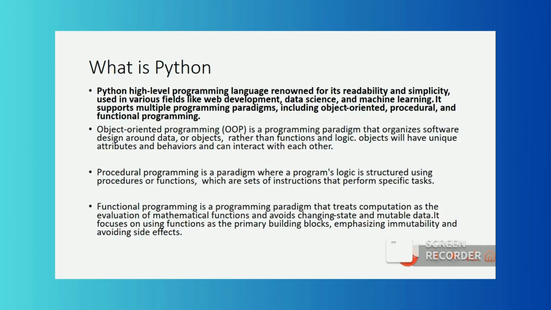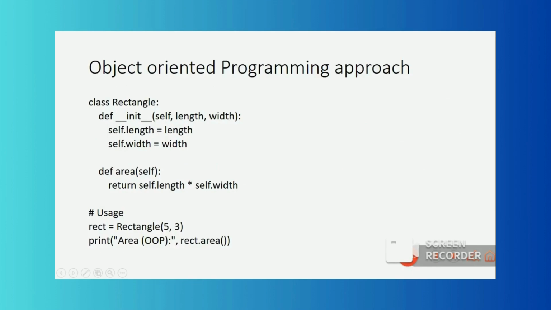So it supports multiple paradigms, that is object oriented, procedural as well as functional. We will see what is object oriented, what is procedural, what is functional. Object oriented is a computer model that organizes software design around data or objects. So each and everything is related to real time objects. That is object oriented.